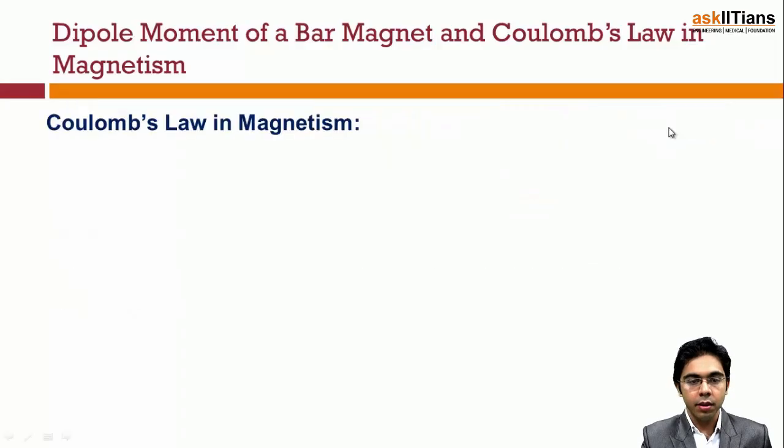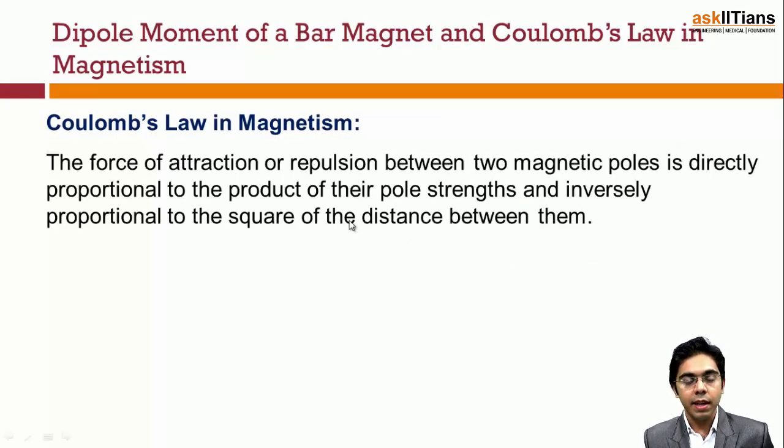Okay, let's proceed. Now what is Coulomb's law in magnetism? Coulomb's law in magnetism states that the force of attraction or repulsion between two magnetic poles is directly proportional to the product of their pole strengths. That means, what does it mean?